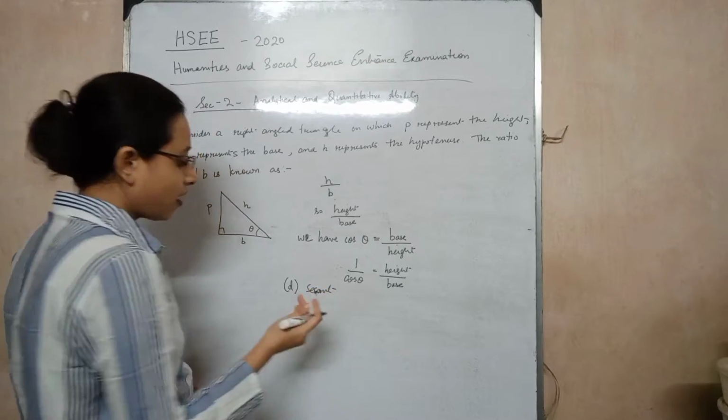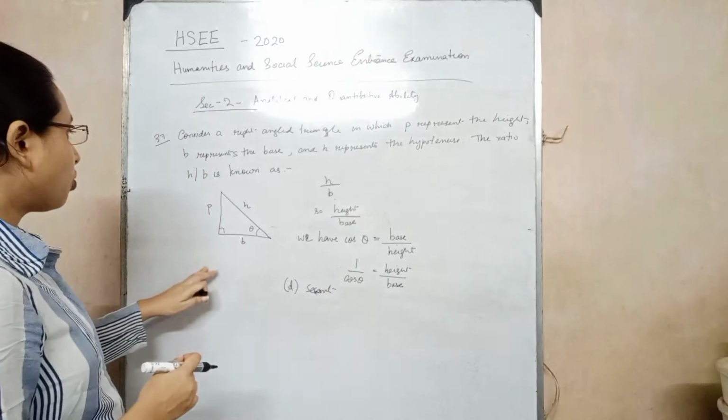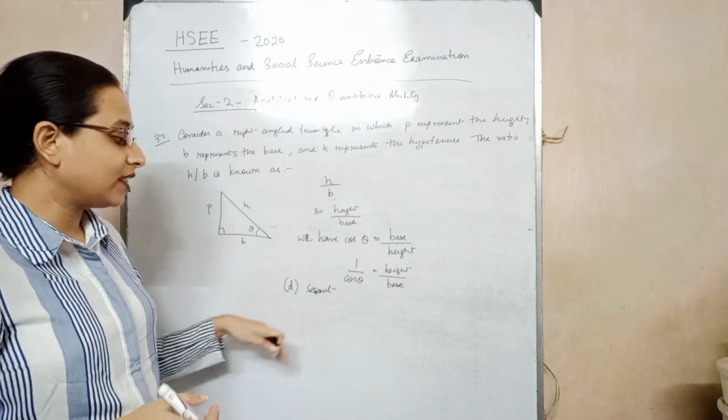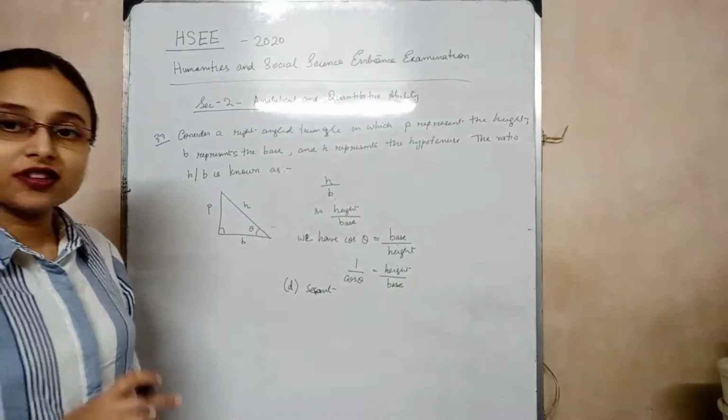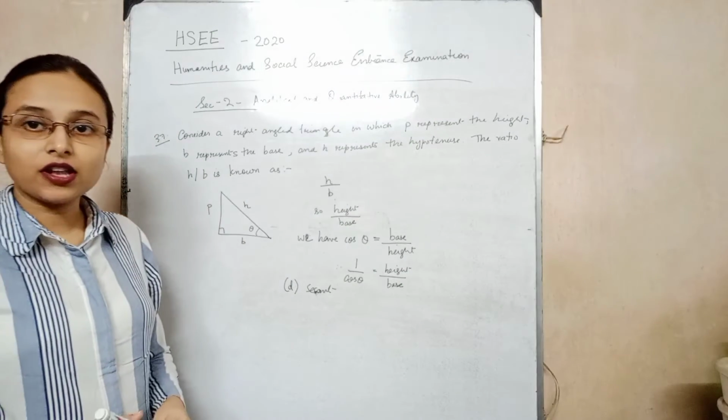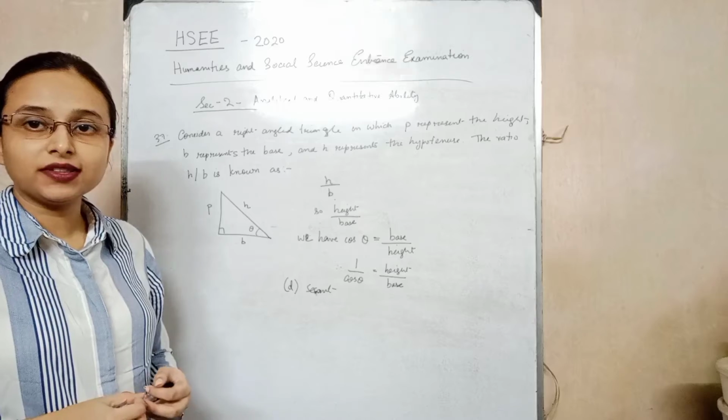Now the options were A was cosine, B was sine, C was tangent, and D was secant. So the correct option is D, that is sec. Okay. We will now move on to the next question, question number 38.